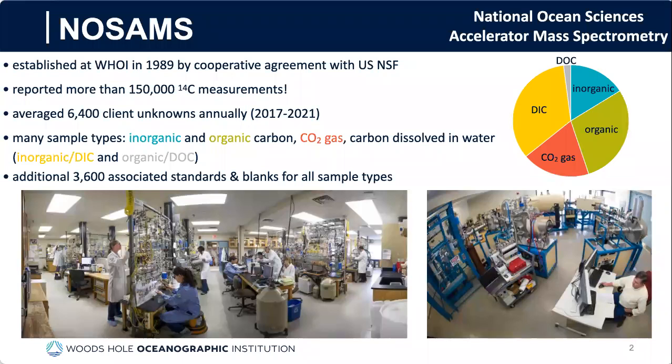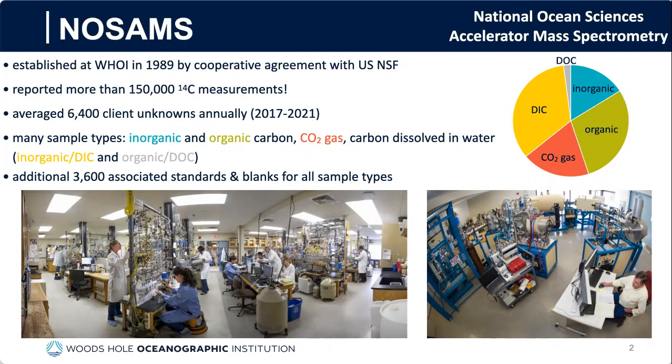I want to start with a brief overview of the NOSAMS facility, which was established at WHOI in 1989 through a cooperative agreement and with continued support from the U.S. National Science Foundation. In the 30+ years since, we have reported more than 150,000 radiocarbon measurements. And in the past several years, that has looked like an average of 6,400 analyses of unknown samples annually.